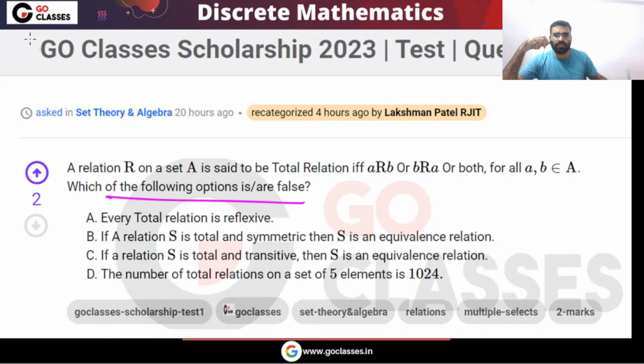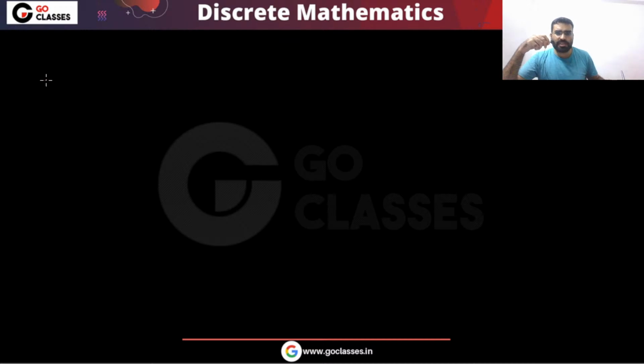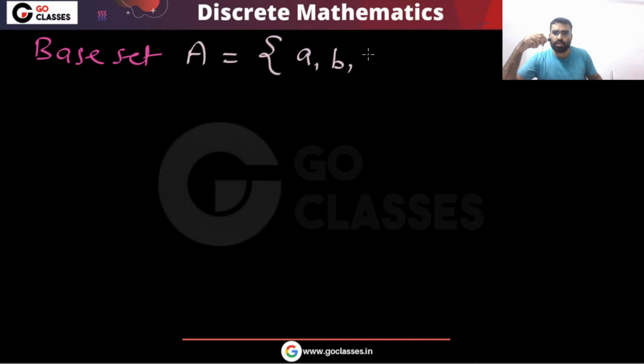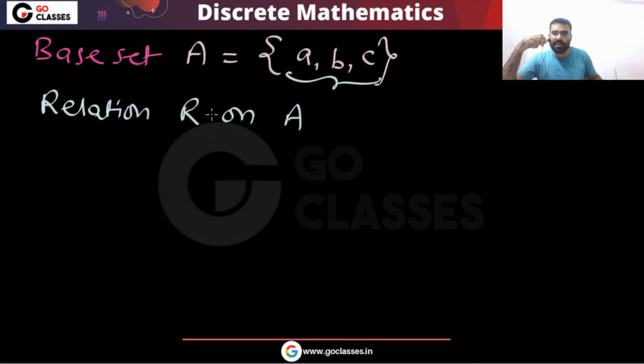Now the question is asking which of the following is false. So let's solve this. First, understand this total relation. This base set A is given to you. Let us assume these are the elements A, B, C. Now we are defining a relation R on this set. Remember, these are the elements, and we are defining the relation on this set. So what will this relation do? This relation will relate elements of A to elements of A.